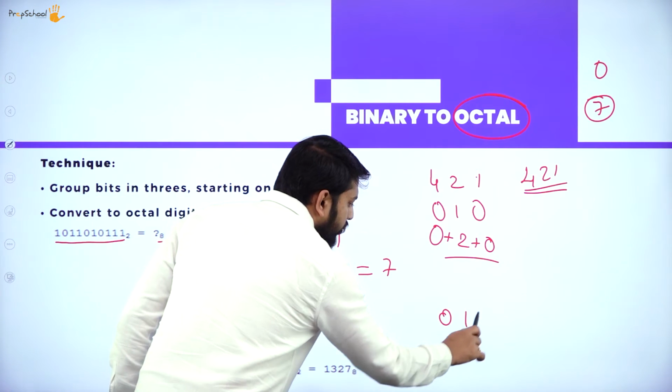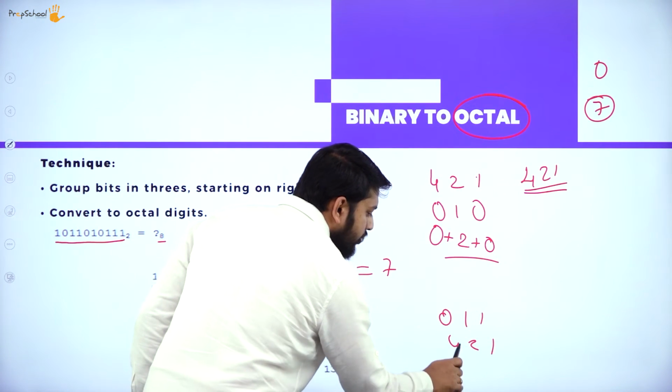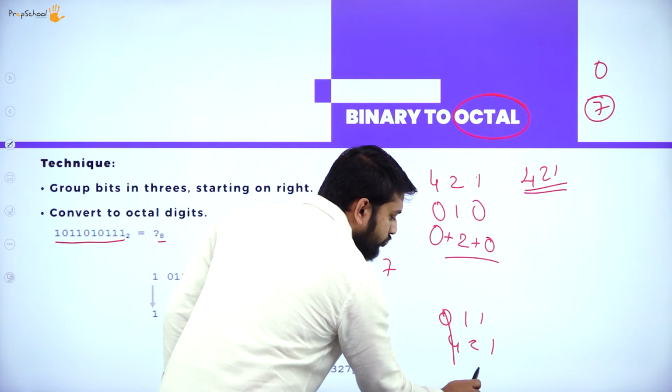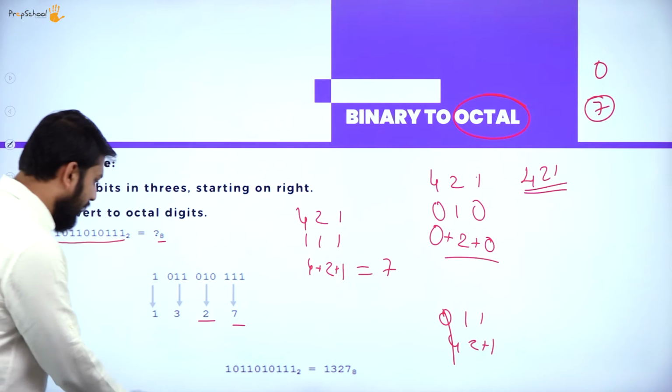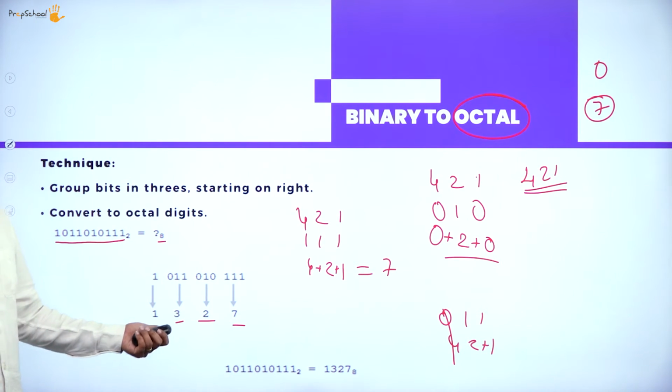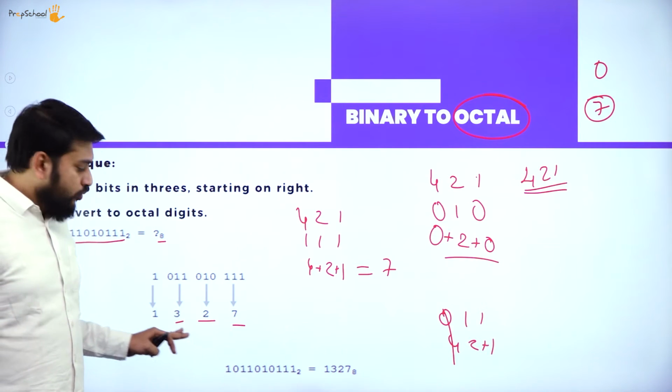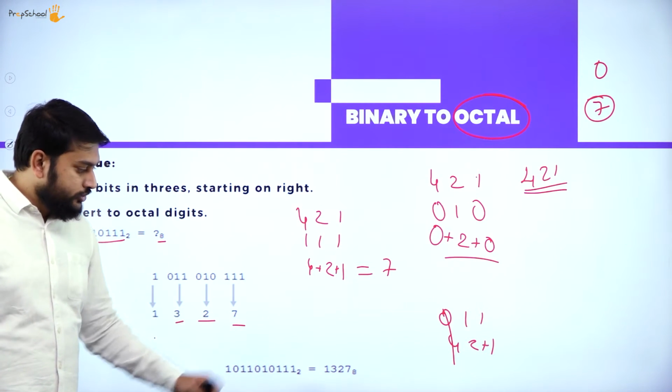What is the next one I have? 0, 1, 1. Apply the 4 2 1 code. So this 4 is ruled out. 1 into 2 is 2, 1 into 1 is 1, so you have 3. So I'm writing 3. The last one I have is 1, so I'll write 1. So what is the answer that I have? 1327 to the base 8.